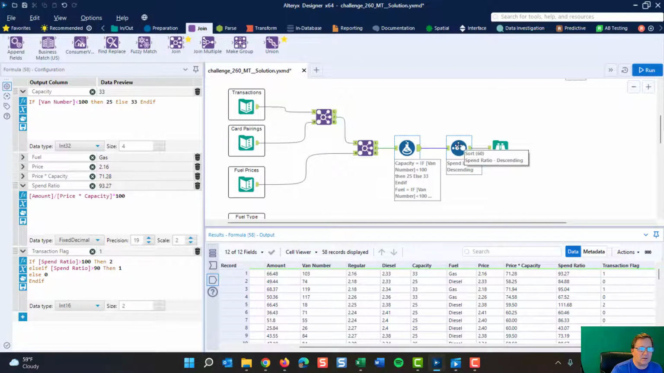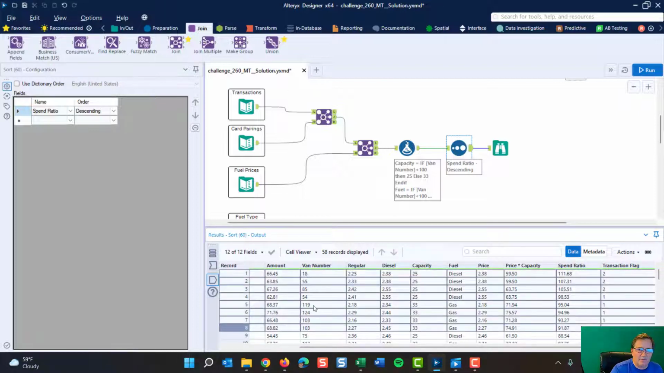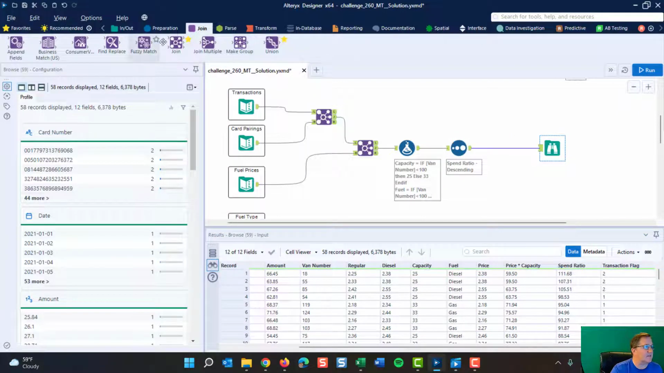And then finally, we've got these transactions. We're going to sort them in descending order. The spend ratio is descending. So we've got our 2s up here, our 1s up here, and all of these 0s. So we now know that if we want to flag these transactions, and you could even do something like this, where I'm just doing this right now on the fly.